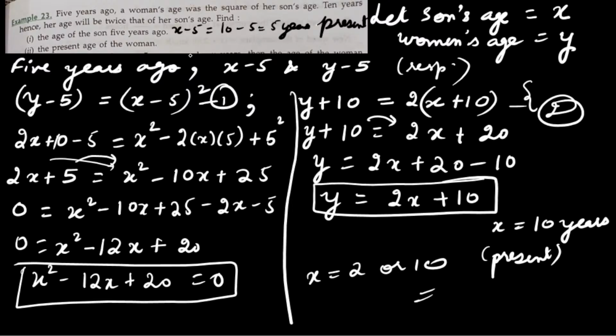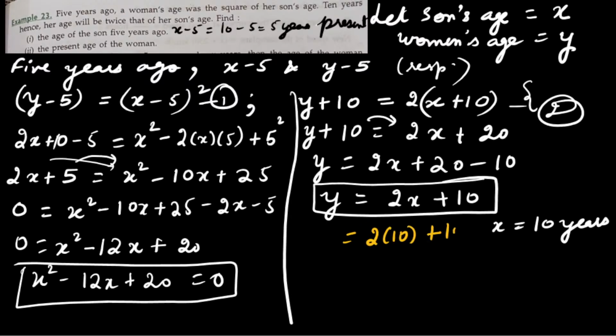5 years. And the present age of the woman. What is the present age of the woman? The present age of the woman is y. So from here we can find it, I have got the value of y as 2x plus 10. So 2 into 10 plus 10. So 2 into 10 is 20. 20 plus 10 is equal to 30 years. So the present age of the woman is 30 years.